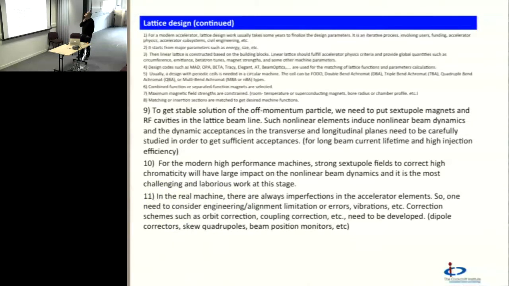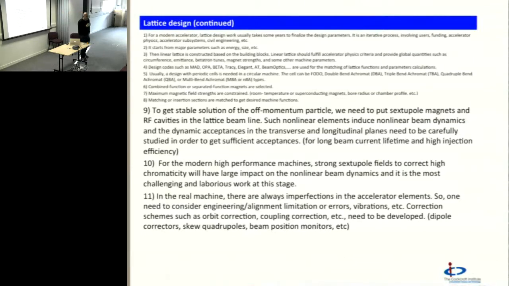So then we have this slide on lattice design. 3 weeks ago, something like this, where the top bits were big and the bottom bits were small. And the top bits we talked about. We talked about building a photocell, choosing the dipole strength, matching the lattice, maximum field strengths, that kind of stuff. Now we have these last three things you have to do for your lattice. The first is to get stable solutions of momentum particles. You have to add in sextupole magnets and also RF cavities, but I haven't done that yet. These give you nonlinear fields to control things like chromaticity and give you a very, very good stable motion, even for some momentum deviations.